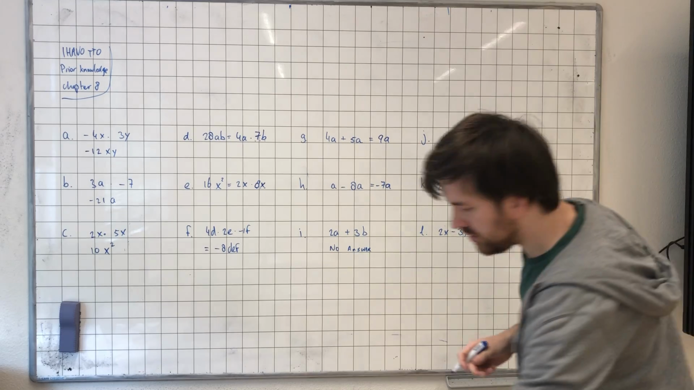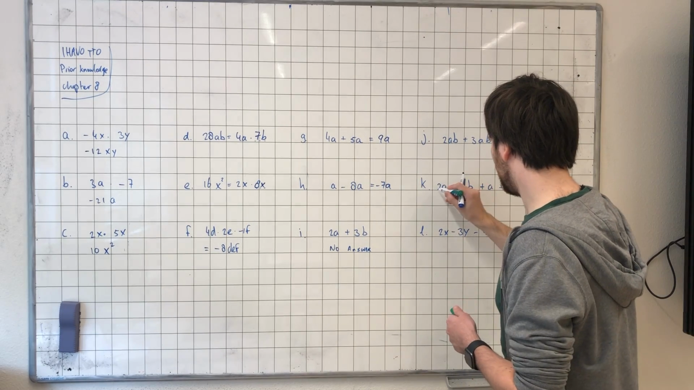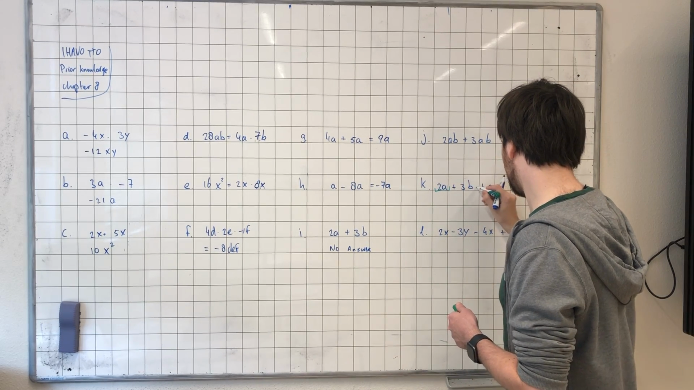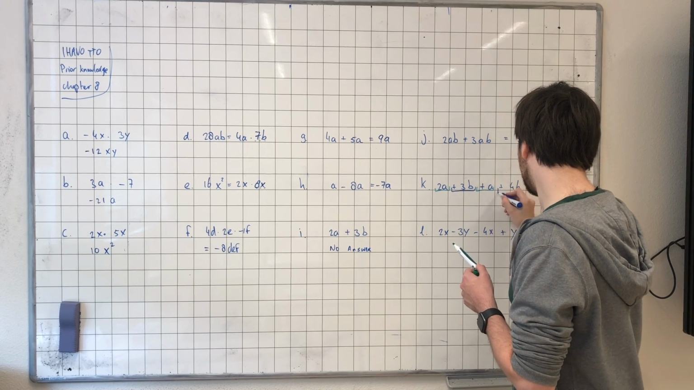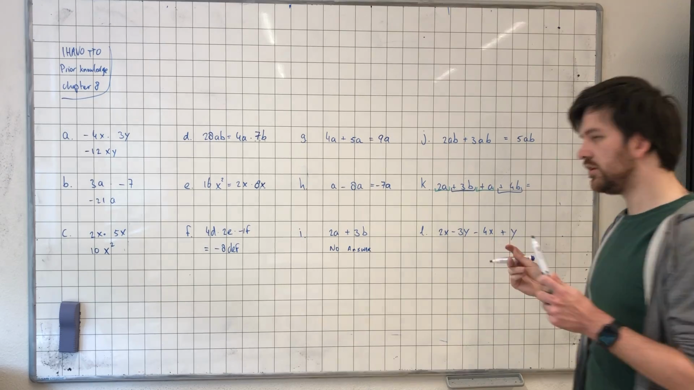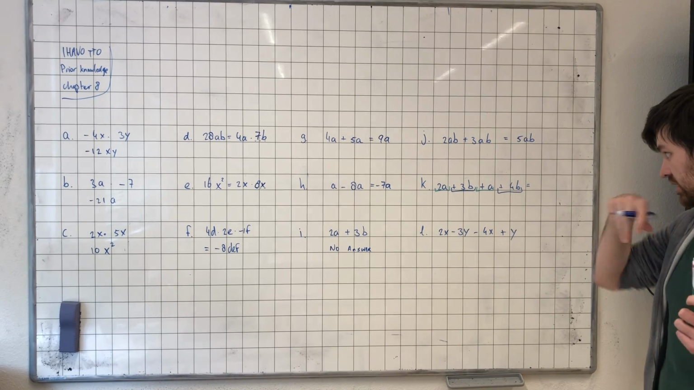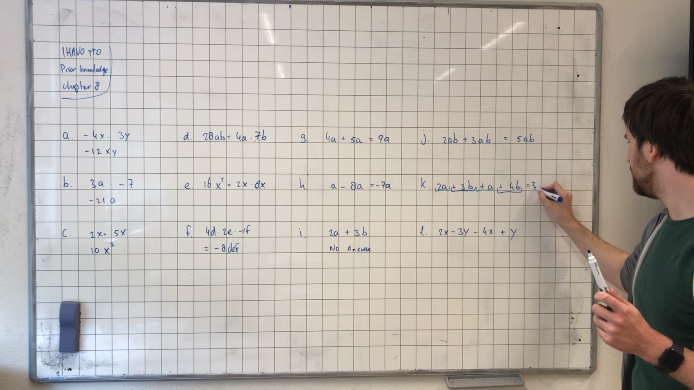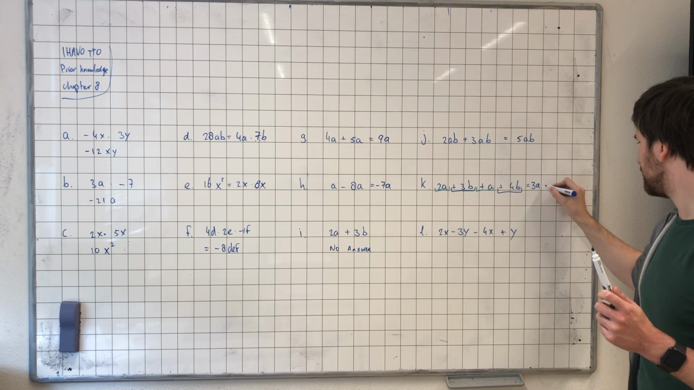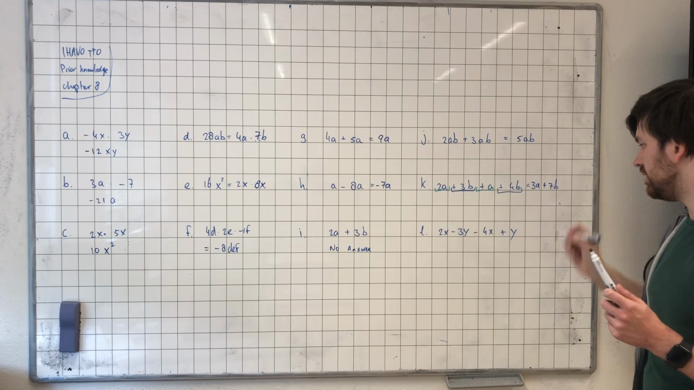In this case you have to watch out because there are different letters, so we're going to group them first. So a and 2a, 3b and 4b. Why are we doing this? Because we can only add the things which have the same letters. So 2a plus a is 3a, 3b plus 4b is 7b.